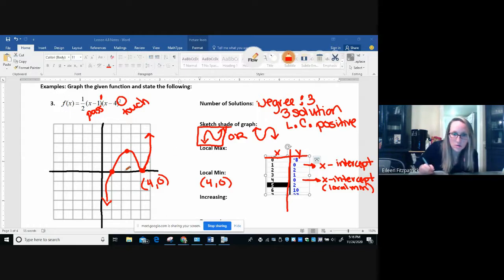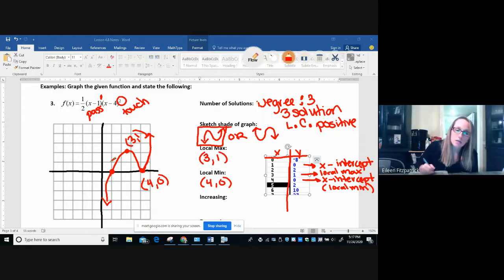So 1, 2, 3. Again, it's just a sketch, so it's probably not graphed exact, but at 3, 1, we changed directions. So we're gonna call that our local max. All right, there's another way using the graphing calculator to figure out the local max, but from our table, we'll just call that the local max, okay? So your local max is 3, 1.